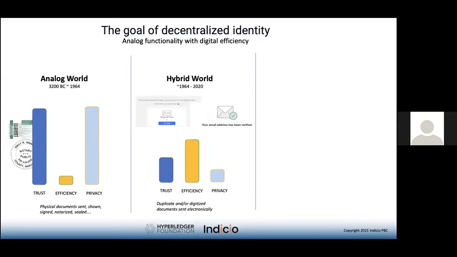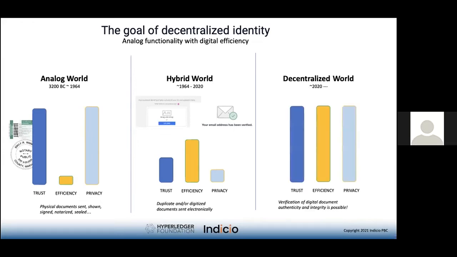I recently went through a mortgage process and had to email a bunch of things to the mortgage lender. And it darn near gave me a heart attack thinking of all the opportunities for the loss of privacy there. But of course, I did it because there's really no other way that's reasonably efficient. So in the decentralized world, as we build out some of these tools that you're going to see and hear and learn about today, we should be able to gain back almost all of that trust and all of the efficiency and maintain our privacy.